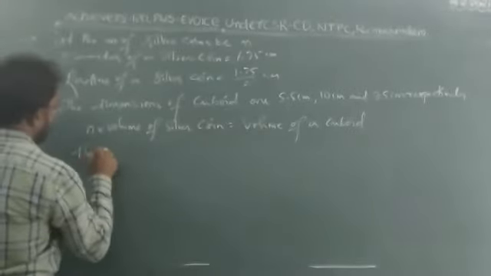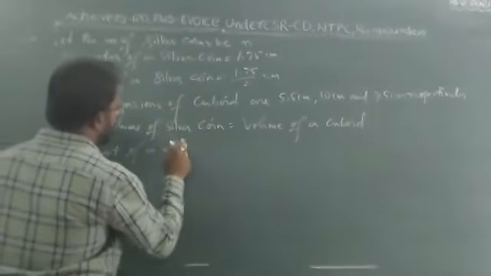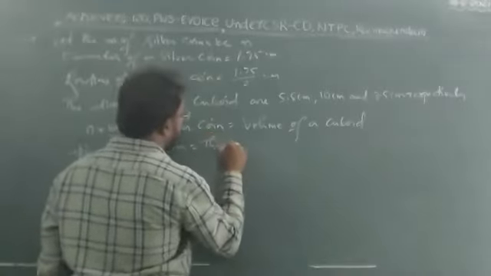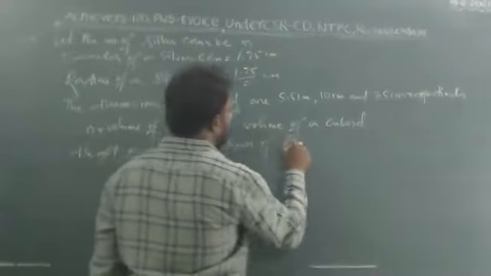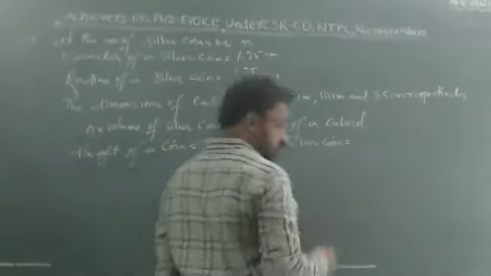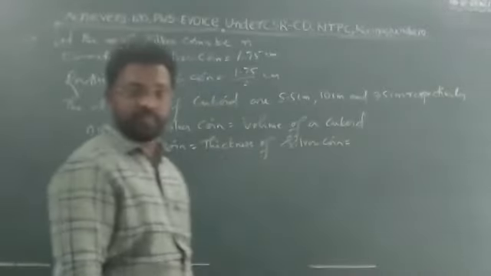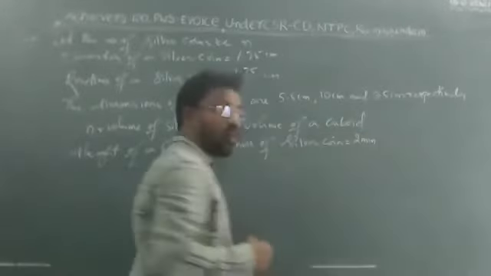Okay. Height of a coin. Height of a coin is nothing but the thickness of the silver coin. What is the thickness of the silver coin? Here it is given, that is nothing but 2 mm. 2 mm is nothing but what?